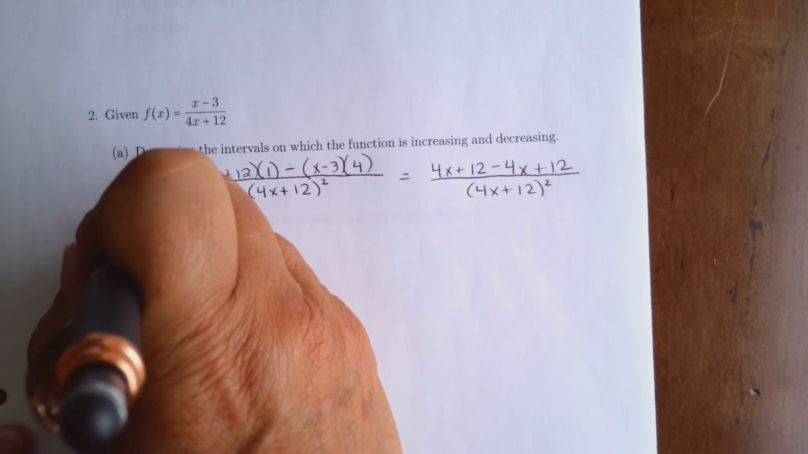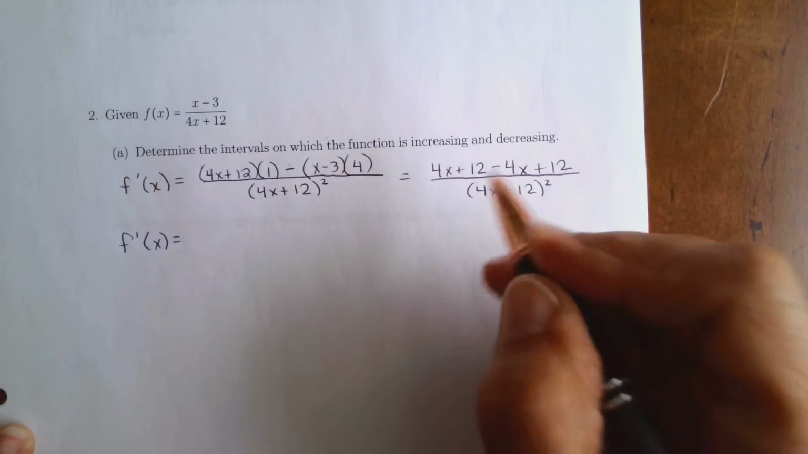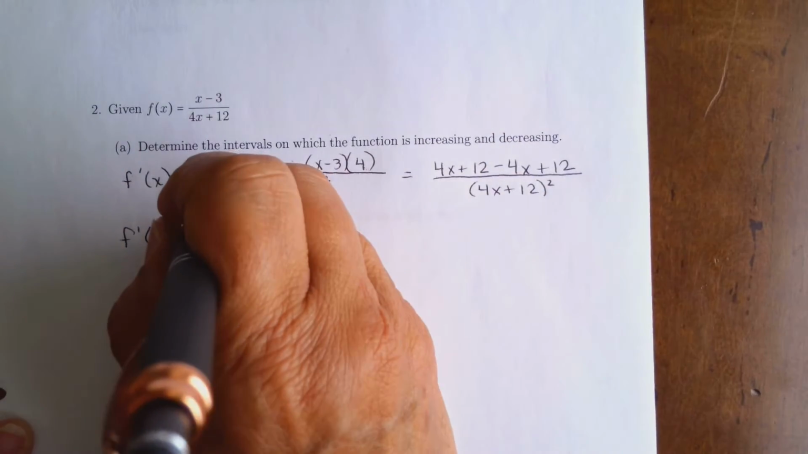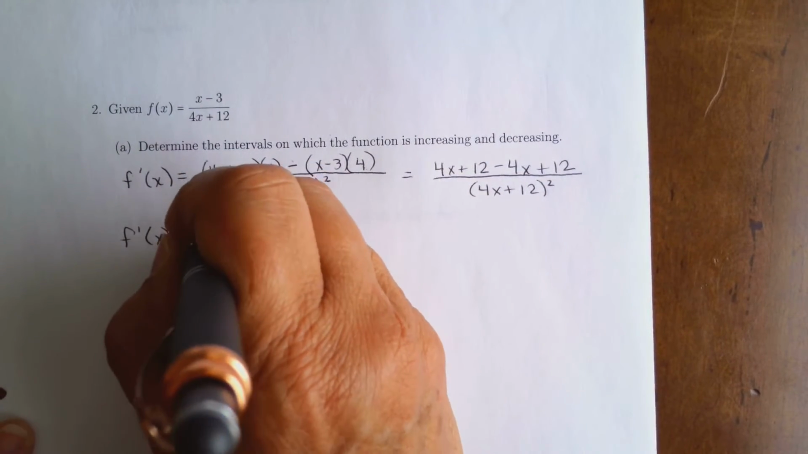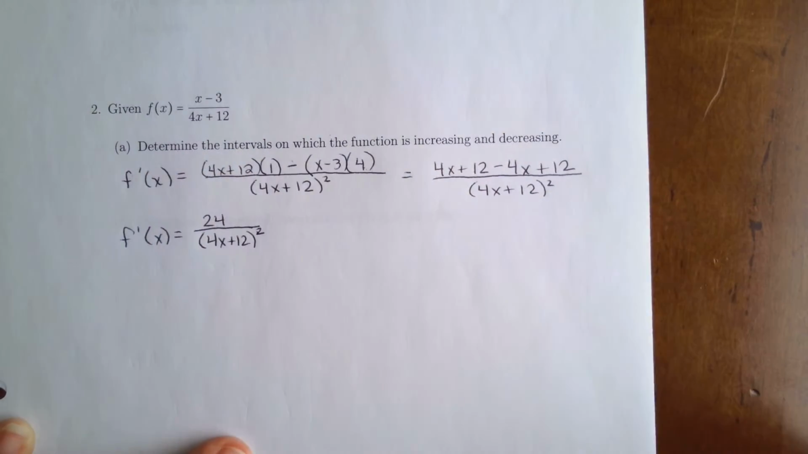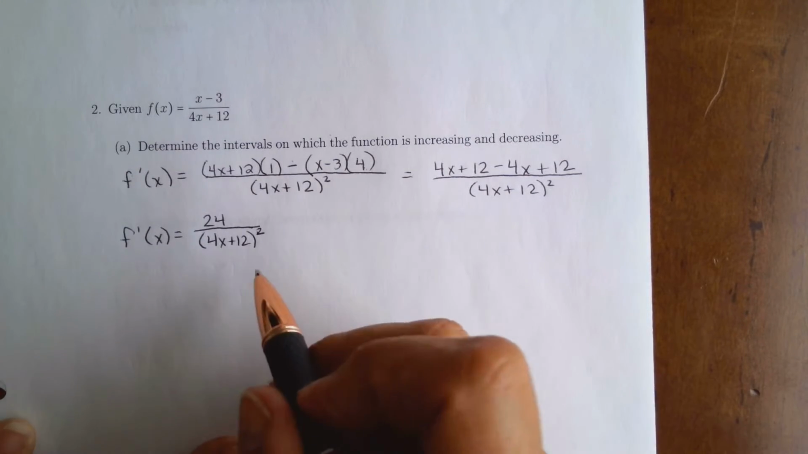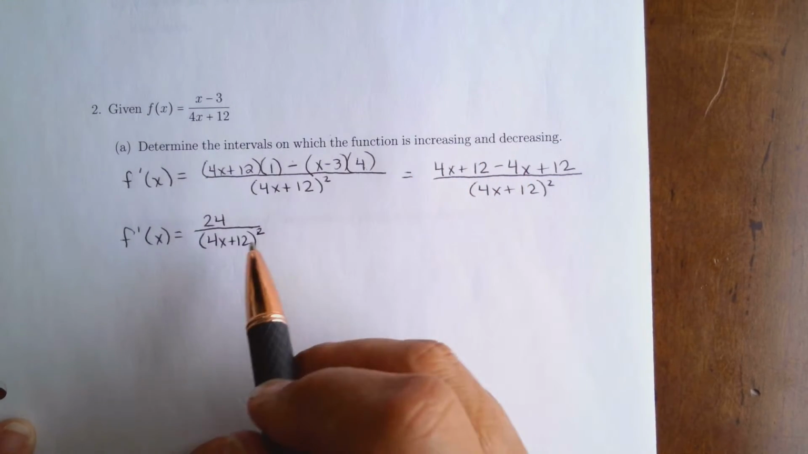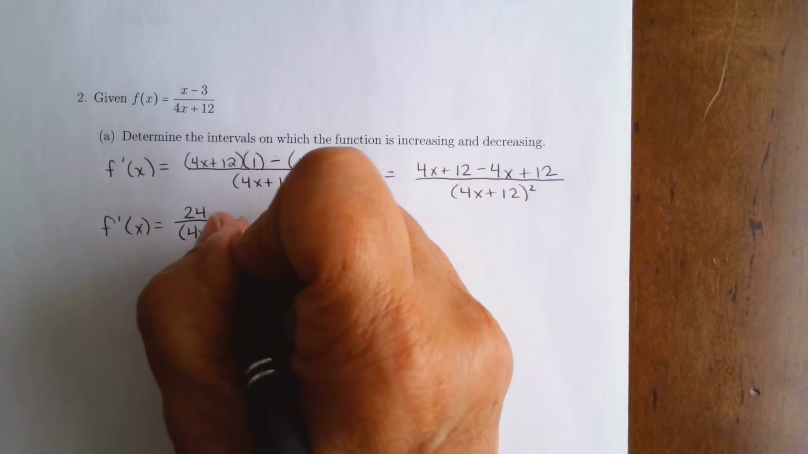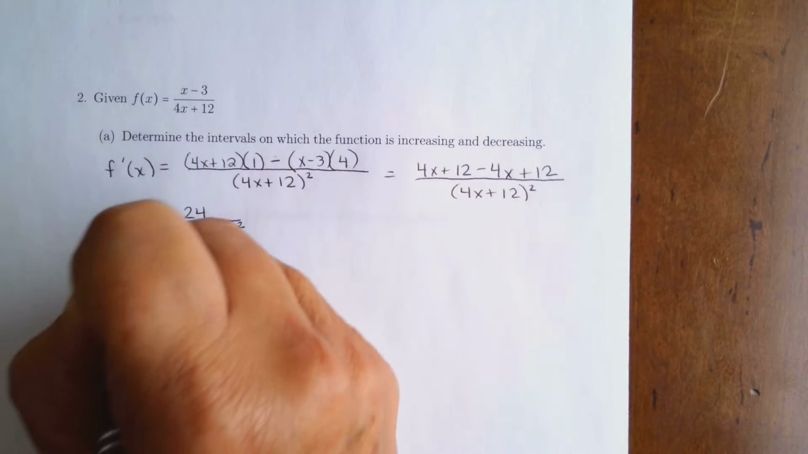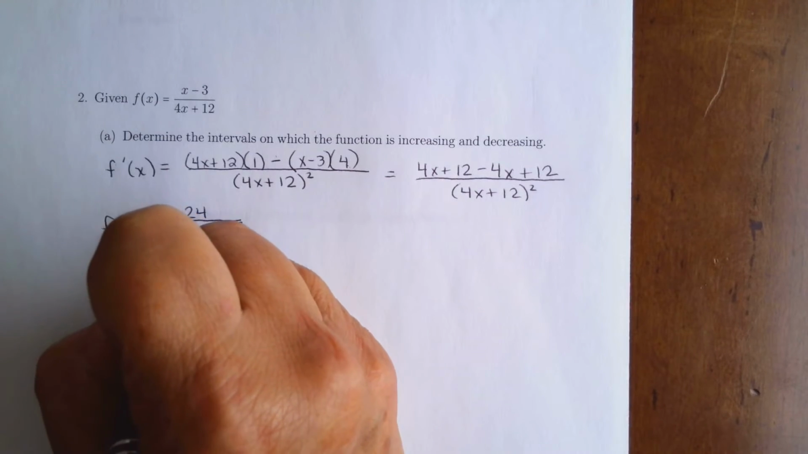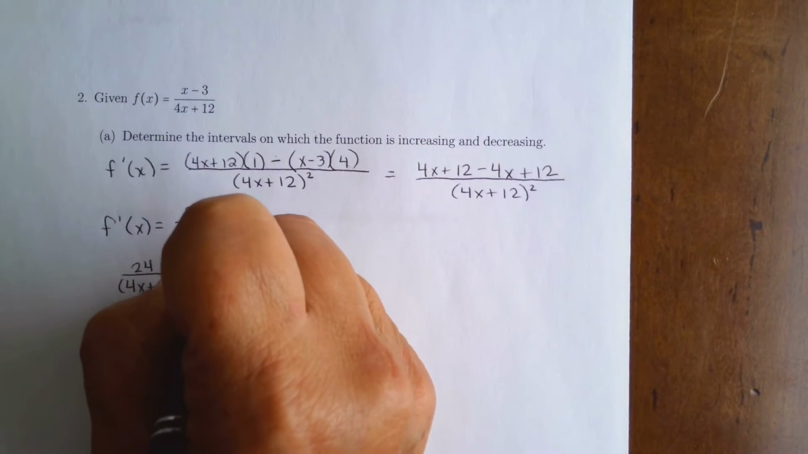All right, so that means the first derivative, if we simplify this, 4x minus 4x is 0, and 12 plus 12 is 24, over (4x plus 12) squared. That's our first derivative. Okay, so how do we find increasing and decreasing? We set this equal to 0. So we're going to take that function, 24 over (4x plus 12) squared, and set it equal to 0.